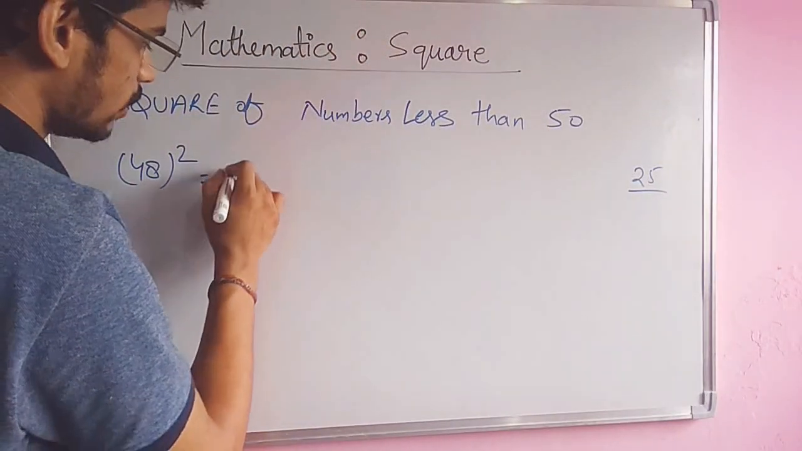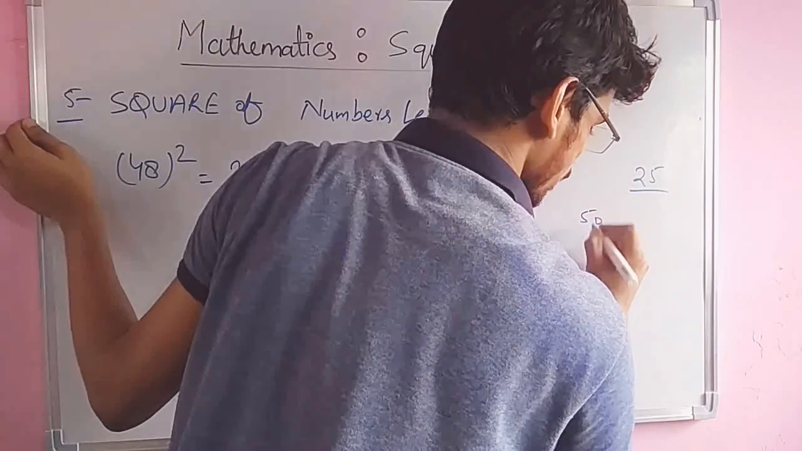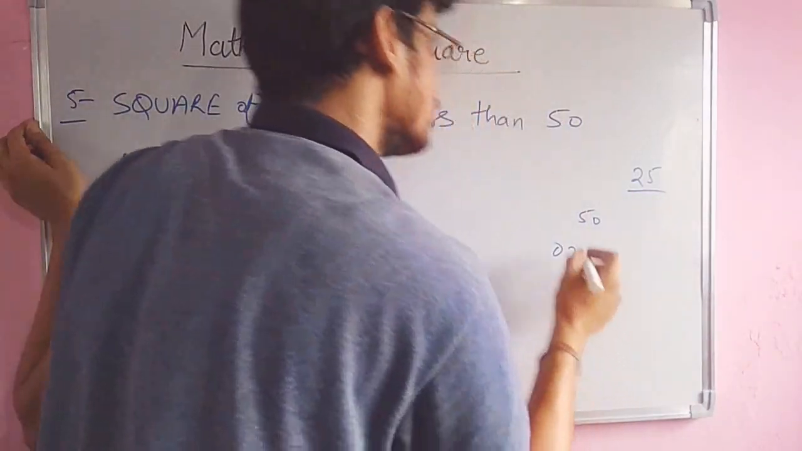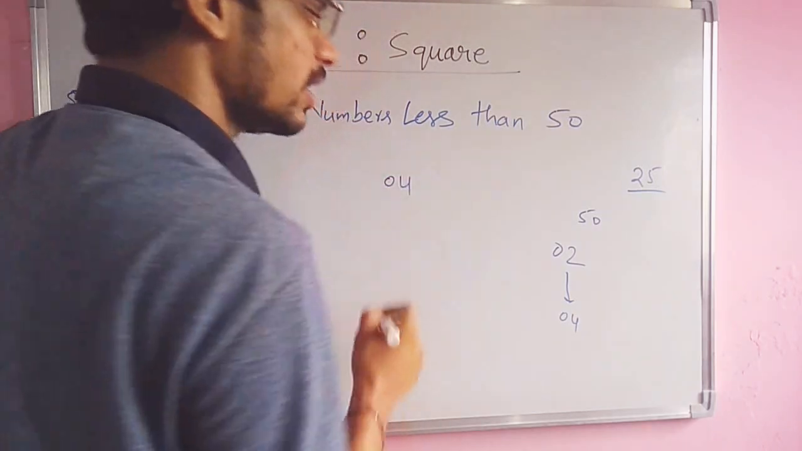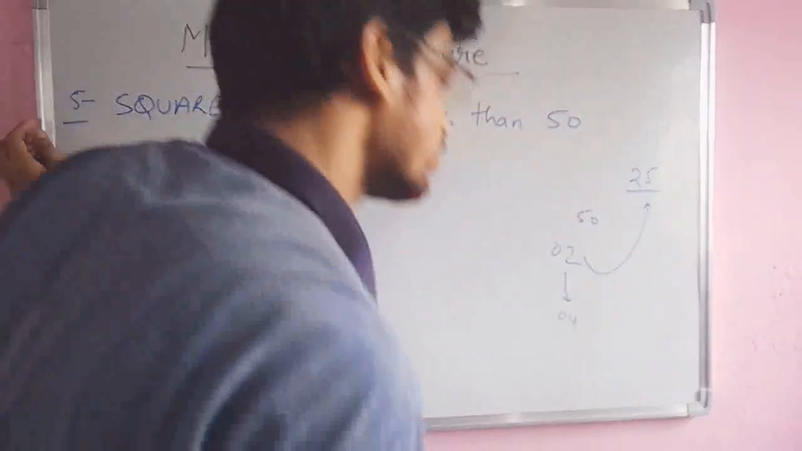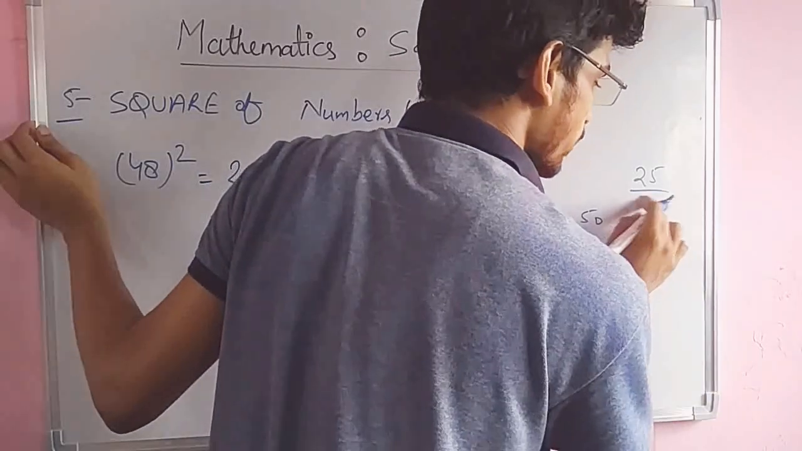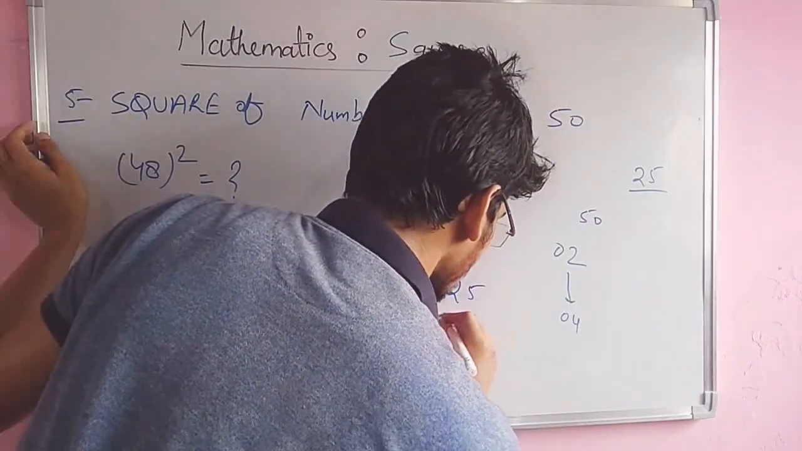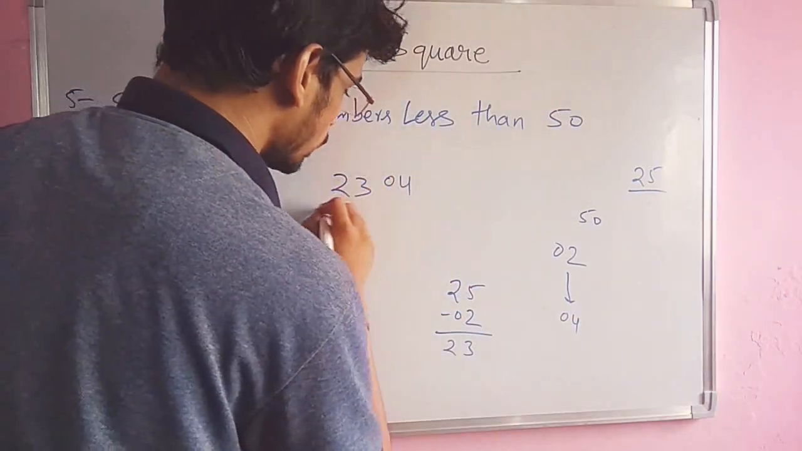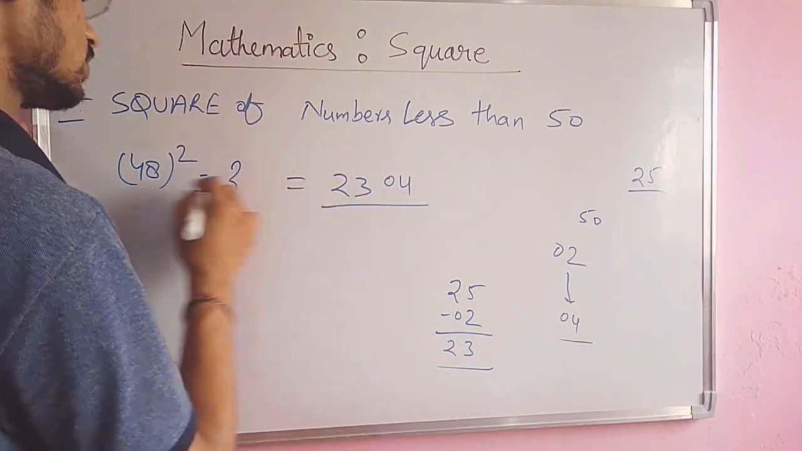Here we calculate the square of 48. How much is it less than 50? That is by 2. Calculate the square of 2, that is 04. Now subtract the lesser value from 50 from the golden number, that is 25 minus 2, which is 23. Now combine these values. 2304 is the calculated square of 48.